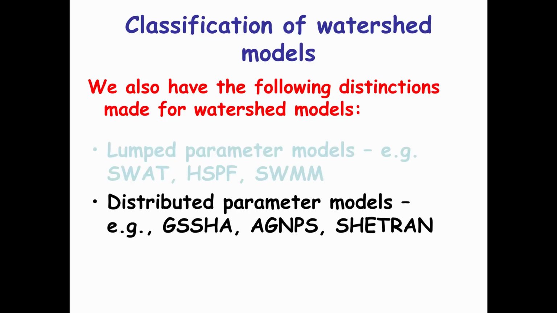In contrast, the distributed parameter models are models such as GSSHA, which is the Gridded Surface Subsurface Hydrologic Analysis model, AGNPS, which is developed by the USDA. The GSSHA model was developed by the U.S. Army Corps of Engineers, and SHETRAN, which is developed in Europe by a group of scientists there back in the 1990s.